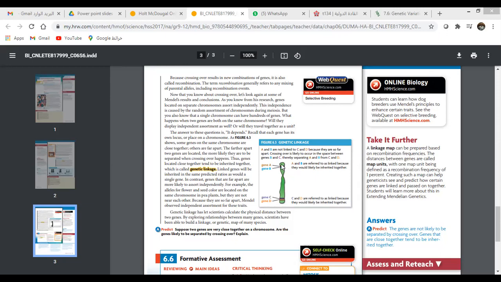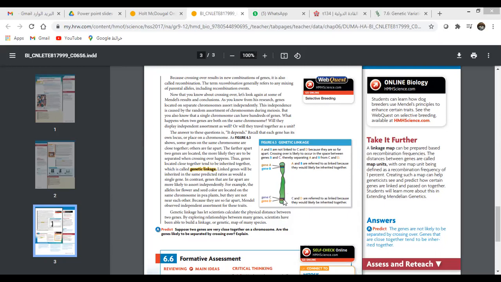Now, these genes are at different loci, at positions or places on one chromosome. Some genes are close together and some are apart from each other. The farther apart two genes are located, the more likely they are to be separated by crossing over. The farther apart the genes are, at different loci, the greater the chance of crossing over between the chromatids of the homologous chromosomes. But when two genes are closer together, genes located closer together tend to be inherited together. Usually when they are very close to each other, they will be inherited together, so we call it gene linkage.